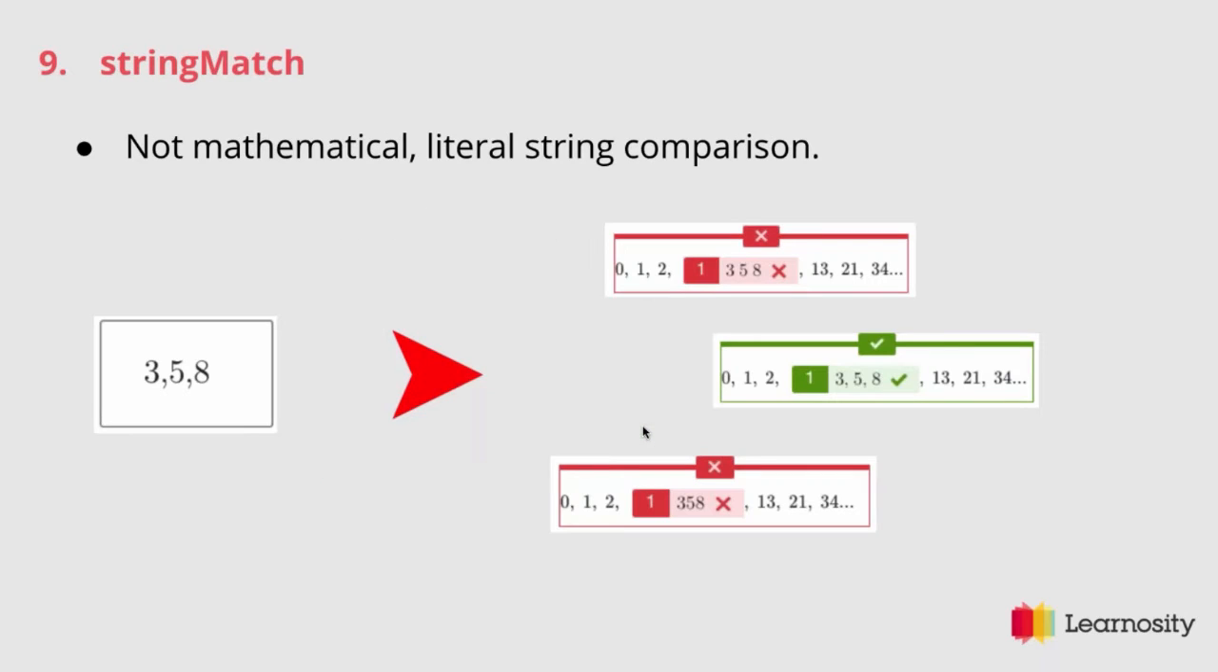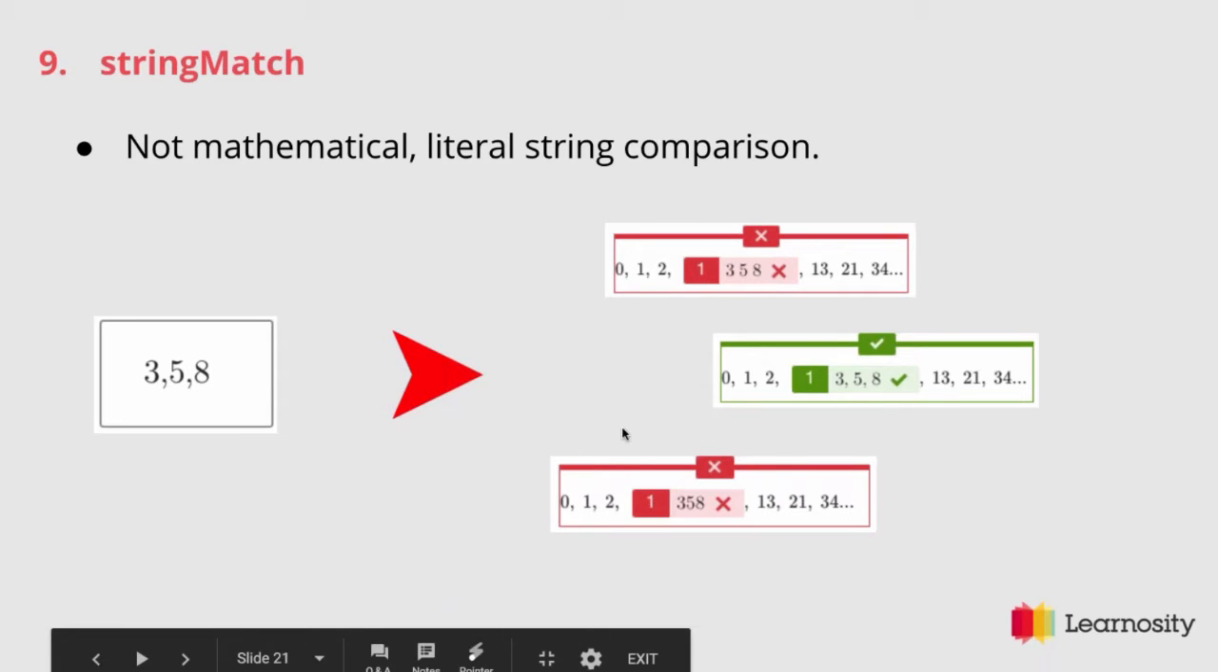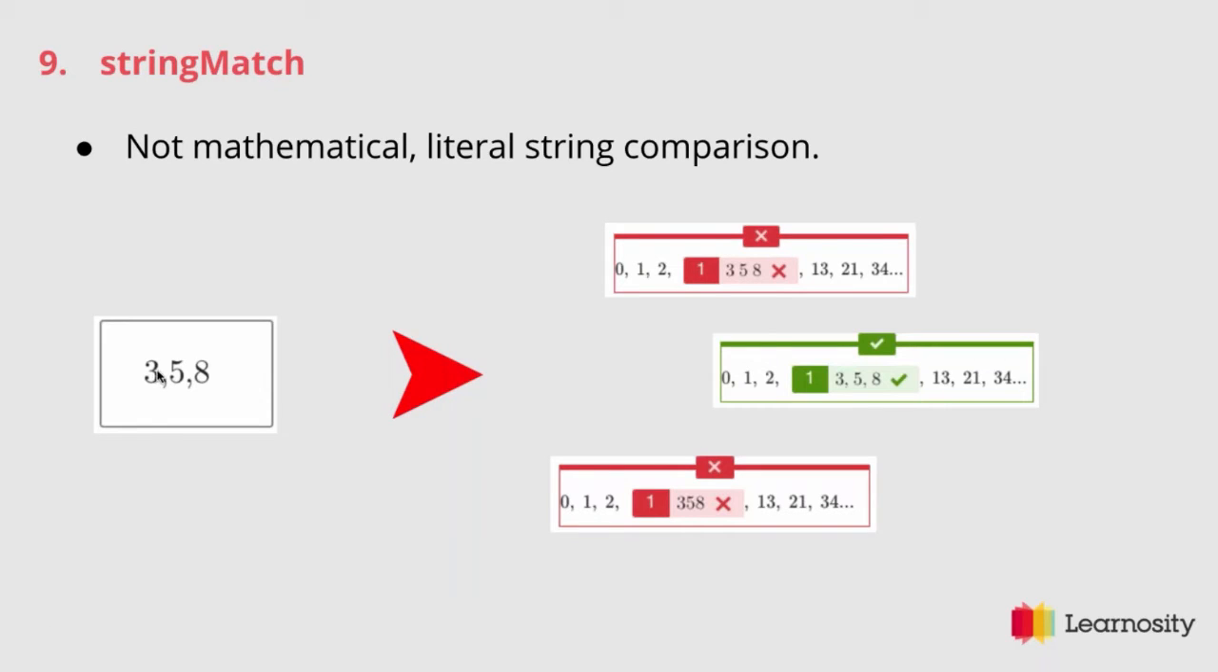Okay. Then we have stringMatch, which isn't mathematical. It just checks that a string matches the string you specified in validation. So no math here. This is more commonly used with sequences of numbers. You can see here, I have 3, 5, 8.